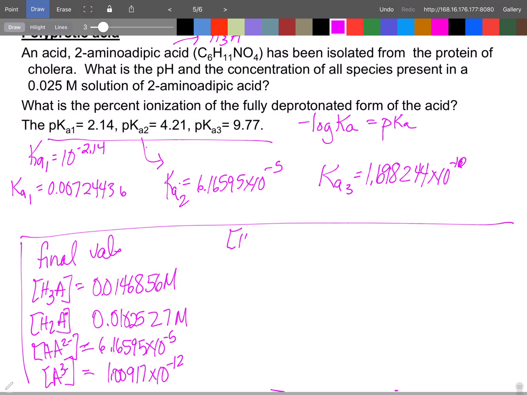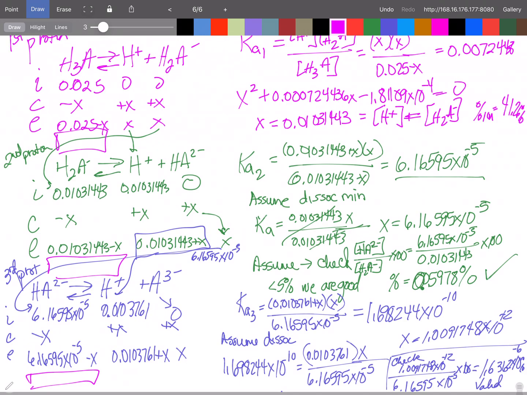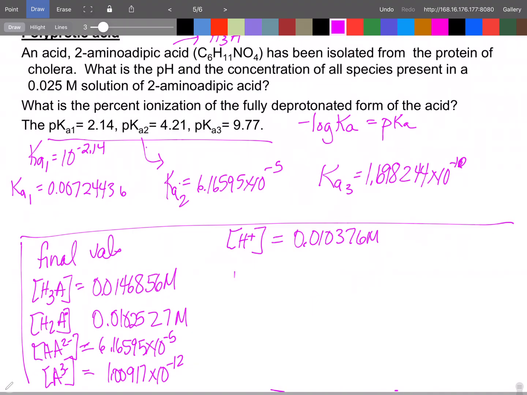Now, my H plus concentration got added to each time. So my final H plus concentration was 0.010376 molar. So if you go back and you look here, we added this in here. And then here we would add this value again, which is really small, so it's not going to contribute. So if that's the case, the pH then is equal to 1.98. Now, we don't do a pH for each step because they're all in the same solution. So we have to wait until the end to do our pH. And then we wanted the percent ionization, which we did as our check.